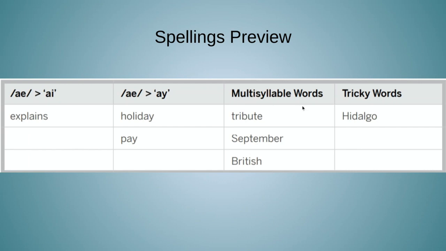And then we have multi-syllable words: tribute, September, British. And we have a tricky word, Hidalgo. This is a tricky word because the O at the end says O.